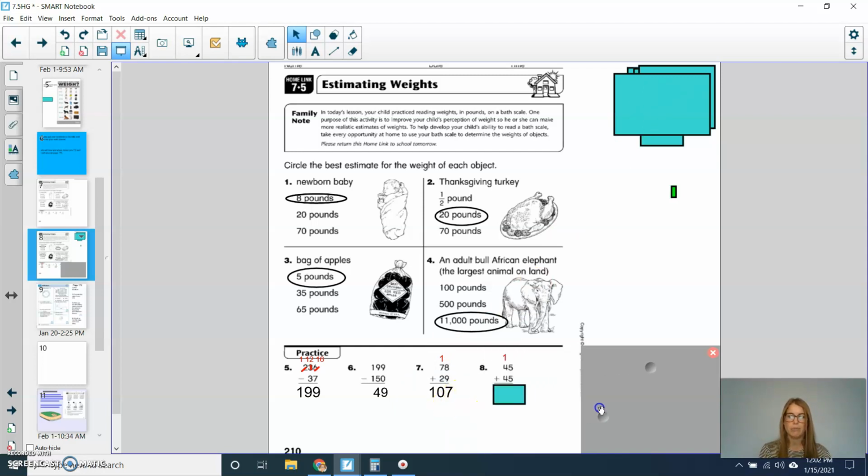For our last problem, we have 45 plus 45. I know that 5 plus 5 is 10. I carried my 1, put my 0 below. 4 plus 4 is 8, plus 1 more is 9, giving me my total of 90. So if you can double check to make sure you have yours correct before moving on to math boxes.